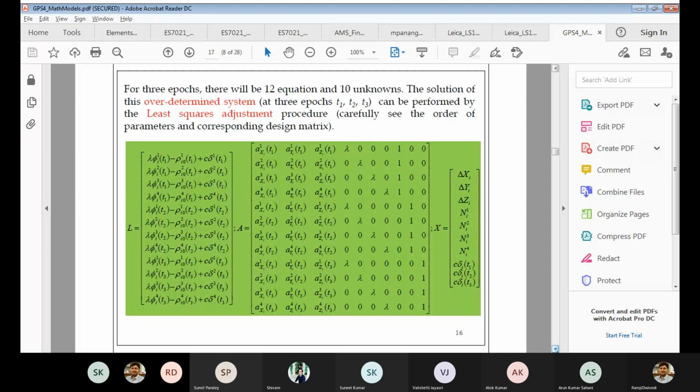So for three epochs, there will be 12 equations and 10 unknowns. The solution of this over-determined system at three epochs can be performed by least square adjustment. And we all know about the procedures and parameters, corresponding design matrices. So this equation is extended for four satellites, but in three epochs, that is T1, T2, T3. Now please answer this point: why N1, N2, N3, and N4 don't have a T1, T2, T3 component? Just answer this, any of you.